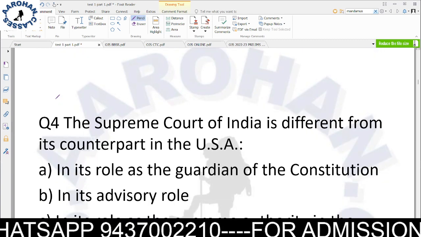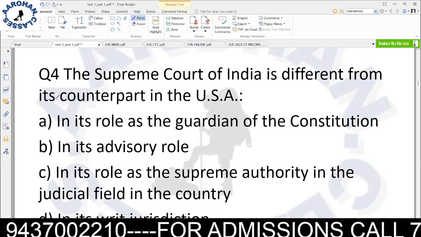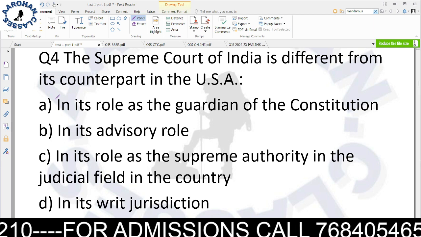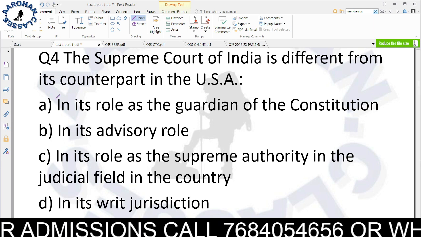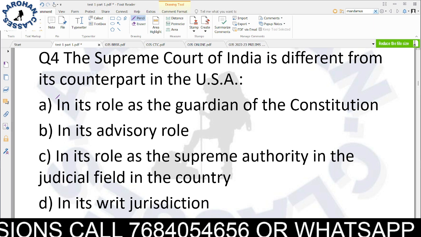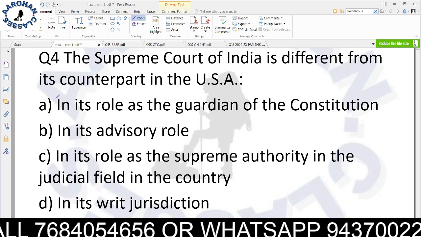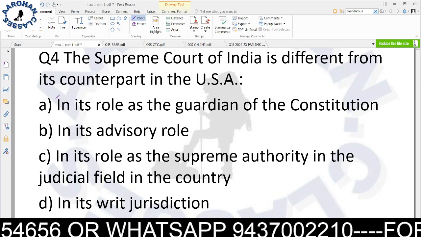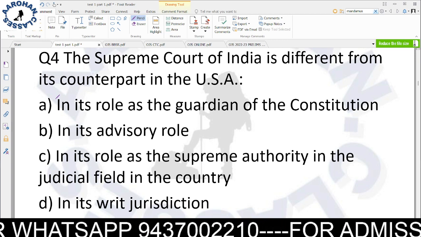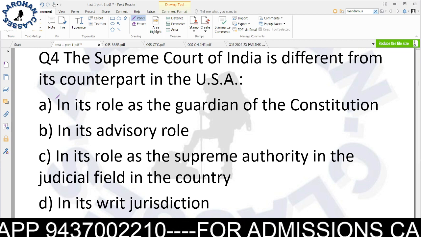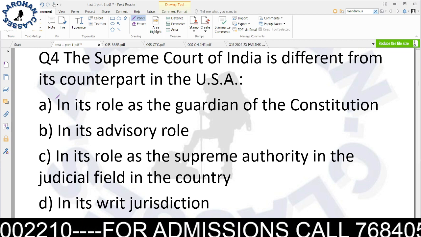Then come to question number 4. The Supreme Court of India is different from its counterpart in the US. You can go through the options. So the answer here would be the advisory jurisdiction.